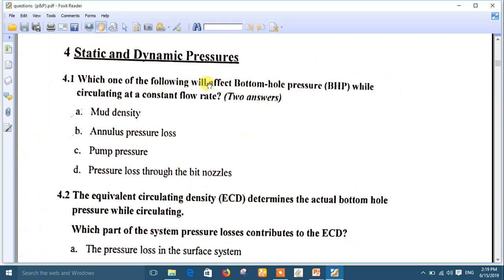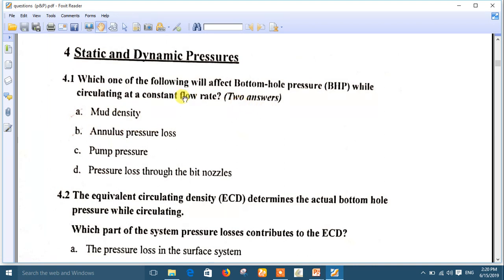Now, which one of the following will affect the bottom hole pressure? You should have two answers. Let's take a note here. Two answers mean two right answers. If you have got one answer right and the other one is wrong, both will be wrong and you will lose the marks. But if it is two answers, it means two right answers.